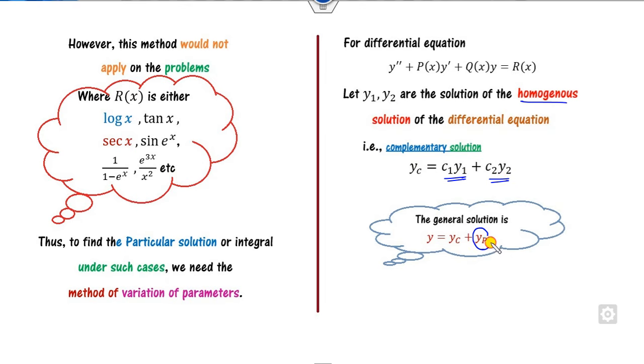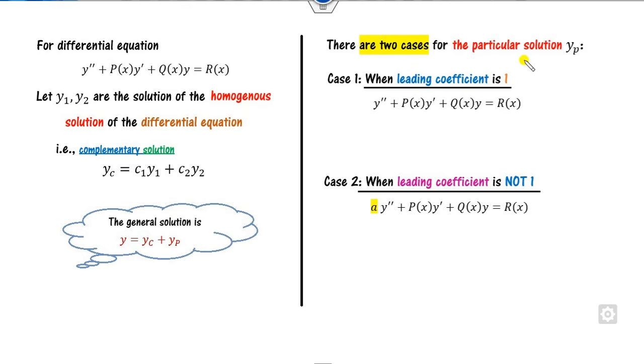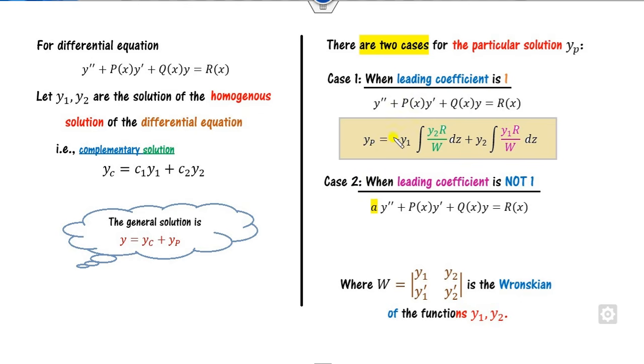How can you find the value of yp? There are two different cases: when the leading coefficient, that is the coefficient of y double dash, is 1, or when the leading coefficient is not 1. If it is 1, then you can find the particular solution by using this formula, where y1 and y2 are the solutions of the homogeneous differential equation, and W is called the Wronskian, which is written with y1, y2 and their derivatives.